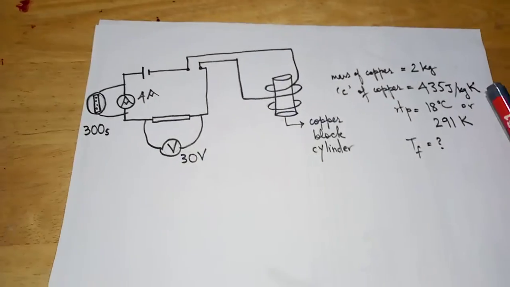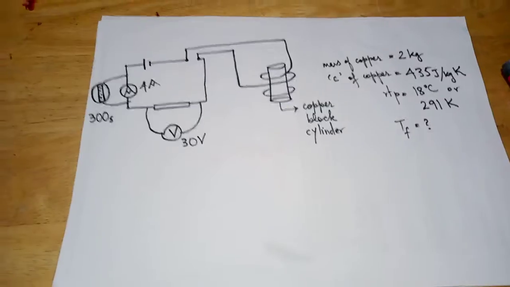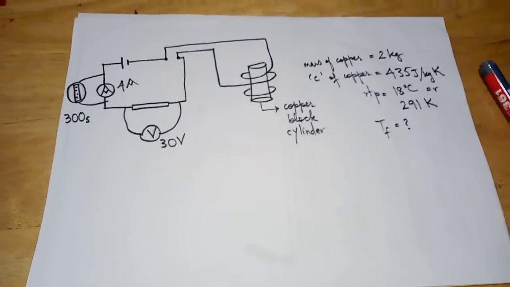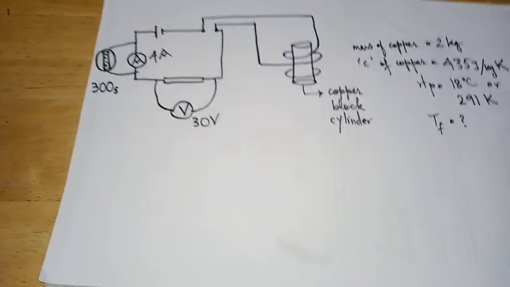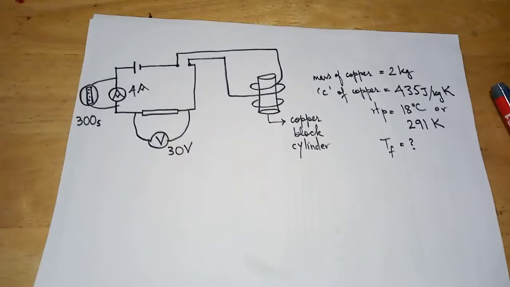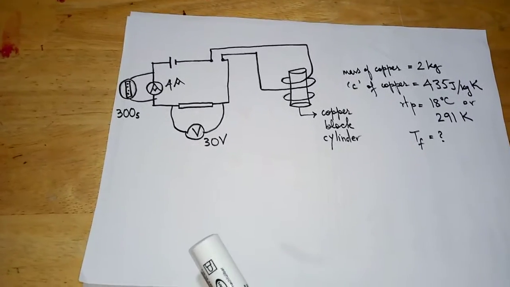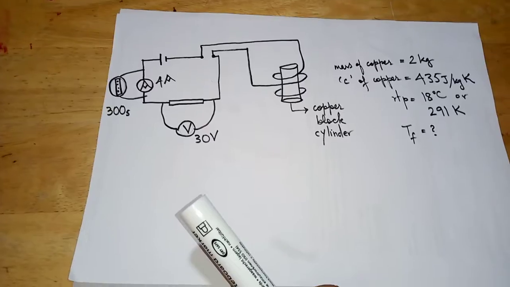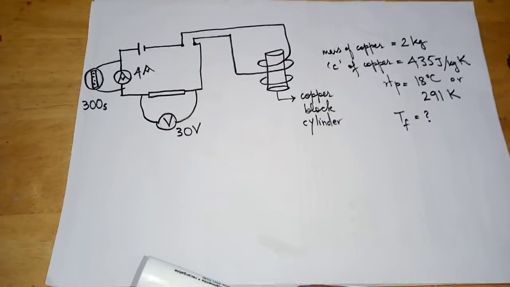Interesting question today for you pertaining to thermal physics. The question asks us to calculate the final temperature after the whole event has taken place. At what temperature would the copper block end up if it were provided 4 amps worth of 30 volt power for 300 seconds, which is about 5 minutes?